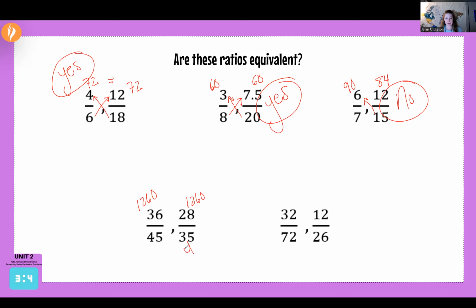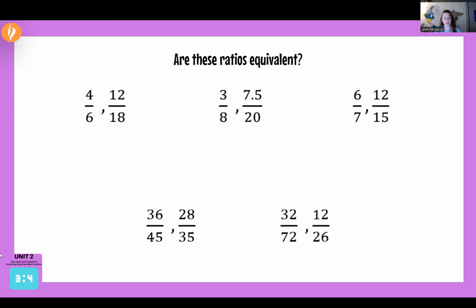Yes, they are. And 32 times 26 is 832. And then what about 72 times 12? Oh, close, but nope. This is a no. These are not equivalent. Okay, so you'll be doing those. You'll be doing problems similar to those.